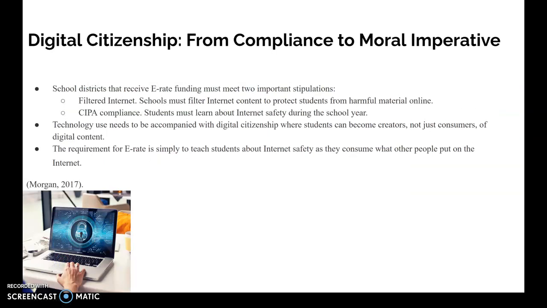From compliance to moral imperative with digital citizenship, school districts that receive E-Rate funding must meet two important stipulations. One is they have to have filtered internet. They must filter the internet content, protect students from harmful material online, and also be CIPA compliant. They must teach about internet safety during the school year. The technology used needs to be accompanied with digital citizenship, where students can become creators, not just consumers of digital content. And the requirement for E-Rate is simple: teach students about internet safety as they consume what other people put on the internet.